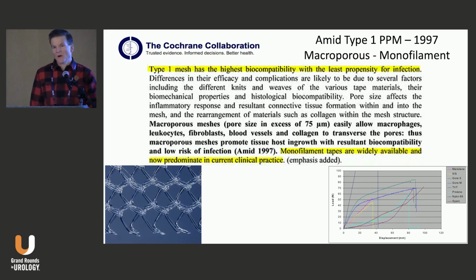Okay, what is type 1? Macroporous monofilament. Those are the devices you should be using, lightweight, not heavyweight. You want it to bend. Bending is good. You want some displacement underneath the urethra when people are active, but not to break.